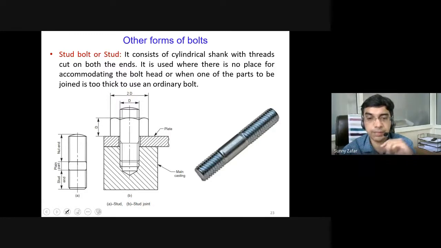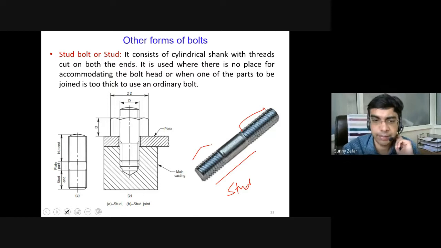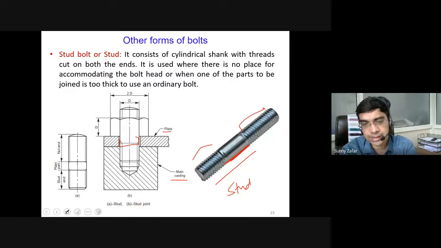So what is the difference between a stud and a bolt? Generally in a bolt, there is a separate bolt head which is used to tighten and untighten it. But in the case of a stud, this is the actual photograph of a stud, you see there are two ends which are threaded, and in between there is a plain part. This plain part comes here, as shown, which holds the two plates together. Here there is a main casting and a plate which are held together using this stud.